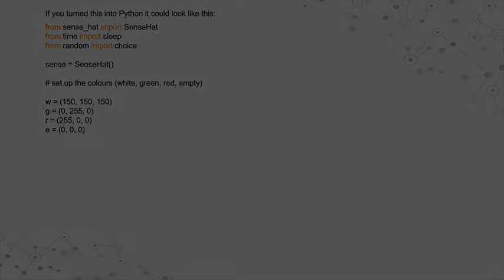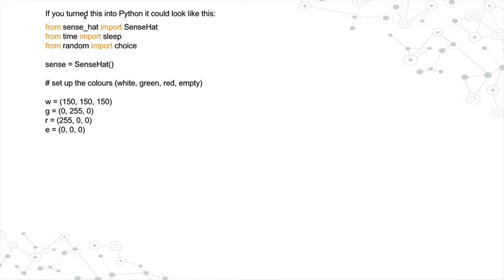All right. Hopefully you did it. So this is what that opening code would look like. From sense_hat import SenseHat. From time import sleep. From random import choice. All right. And if you didn't know that, it's not the end of the world. sense equals SenseHat. By now, you should probably know that. Now, white is just 150, 150, 150. Green is 255 in the green position. Red is 255 in the red position. Blue at the other end would be 255 as well. And then empty is 0, 0, 0.